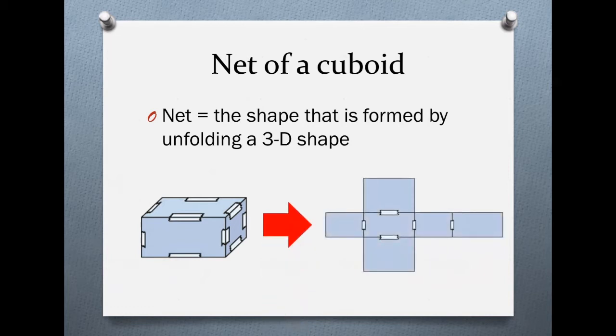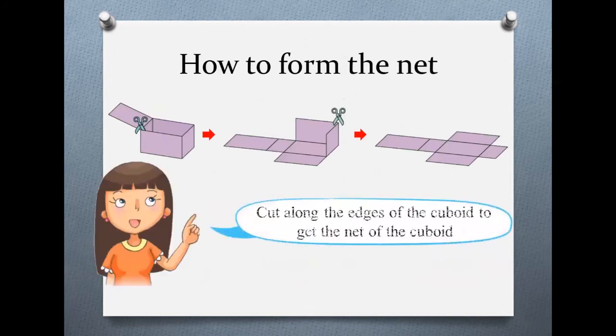How can we form a net though? We can form a net by cutting along the edges of the cuboid. Now, be very careful when you're cutting the edges to not cut through the middle or your whole net will fall apart.